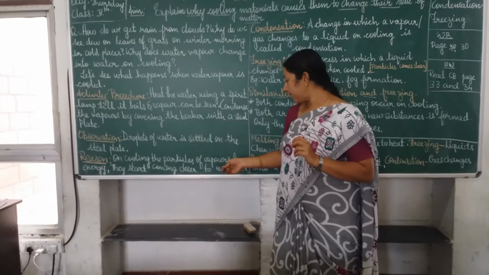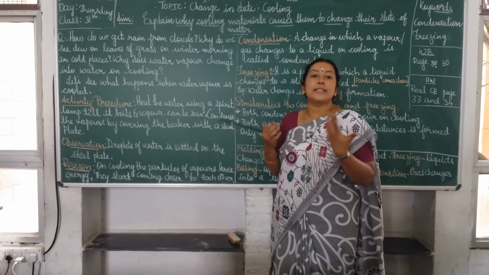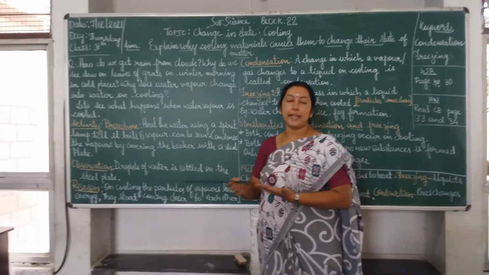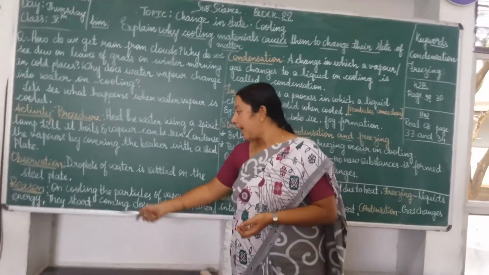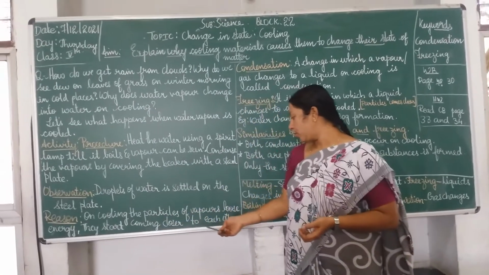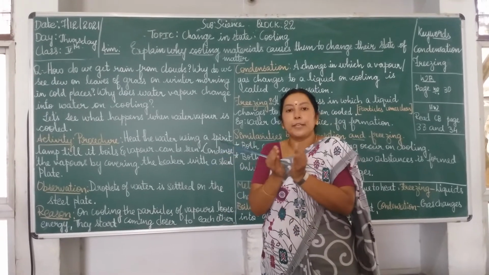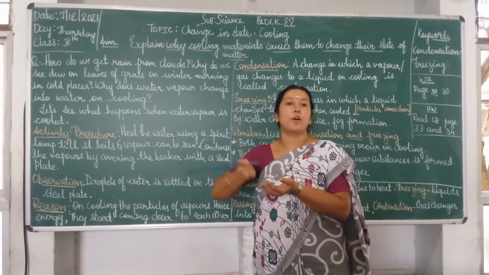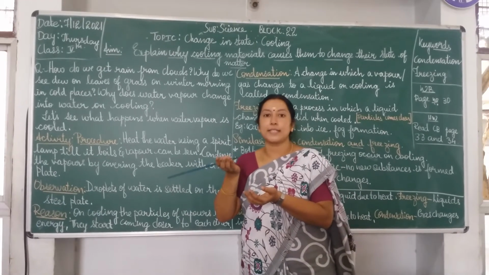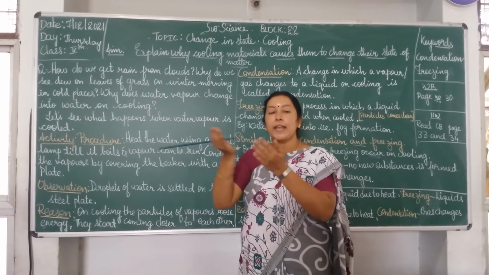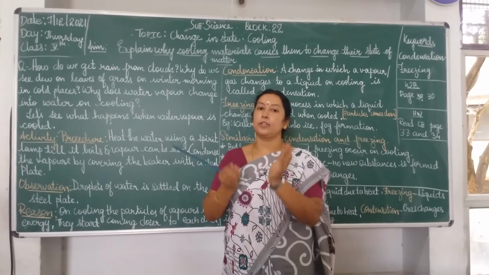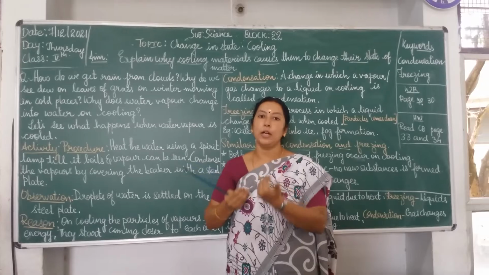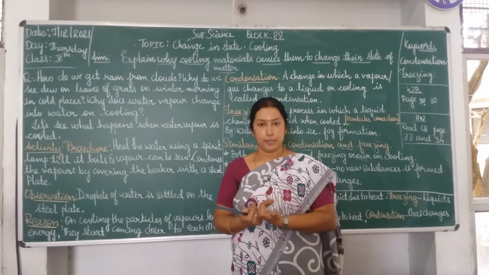On cooling, the particles of water vapor lose their energy. So when the water vapor is cooled, the energy is lost from them and they start coming closer to each other. Since it was a vapor, it was in the gaseous state. The matter was in the gaseous state. When I condensed it, it started to become water. It changed its form from gas to liquid form of water droplets.